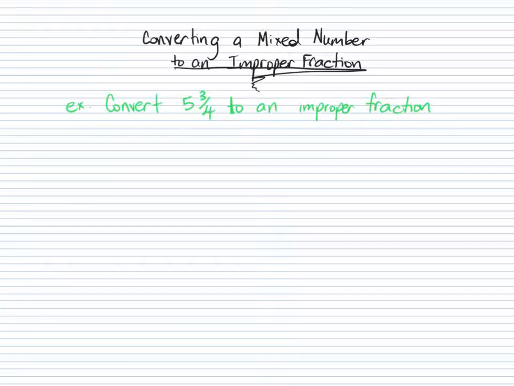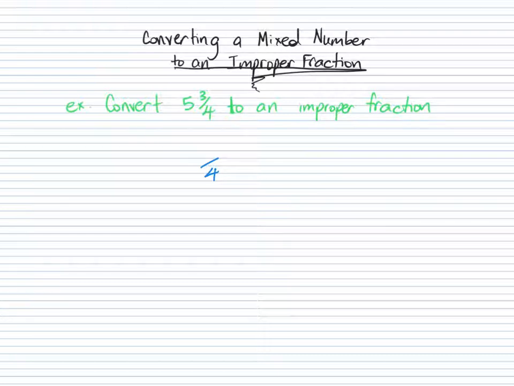Okay, so now we're going to convert 5 3/4 into an improper fraction. In order to do that, it's really just 2 steps. But I don't want to just say step 1, step 2. I want you to understand the reason behind each step. So we want this as a fraction, and since the denominator is 4, that is going to be the denominator of our answer. So we can already put down that our answer will have a denominator of 4.